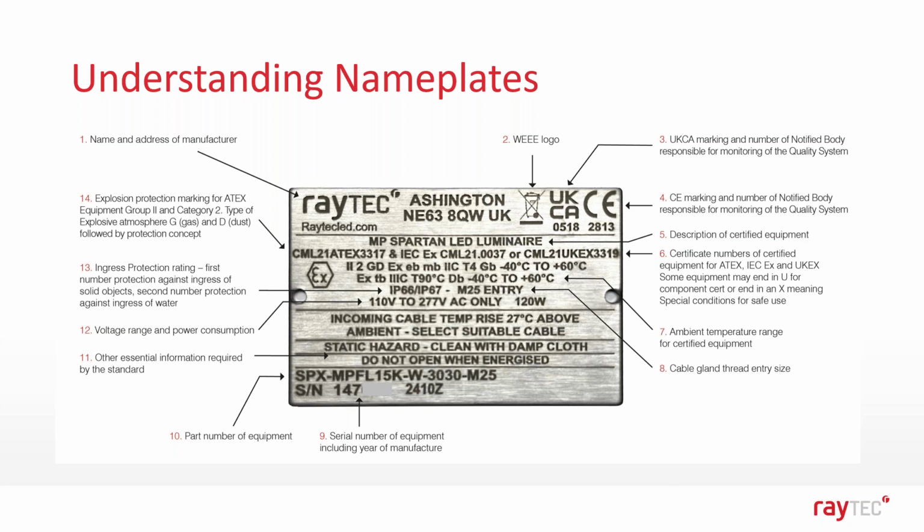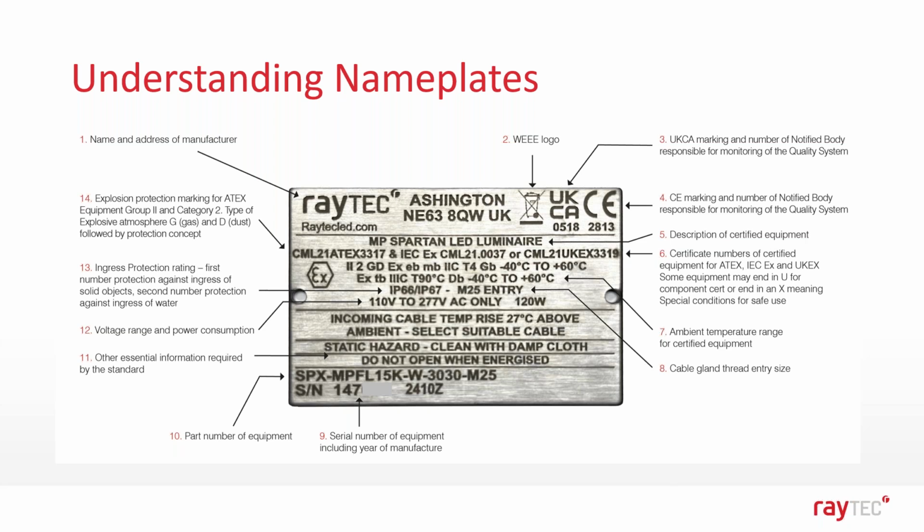Ex eb, so increased safety to the level of protection B. mb, meaning encapsulation to the level of protection B. IIC, meaning suitable for installation in IIC gas groups. T4 rating, meaning ignition temperature in category T4. And Gb for gas to level of protection B.